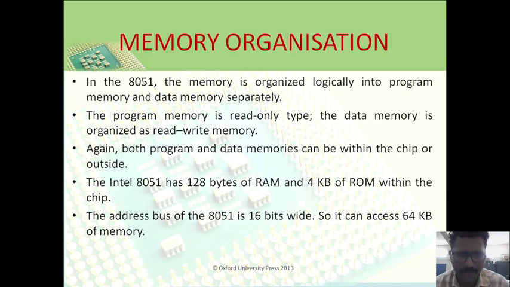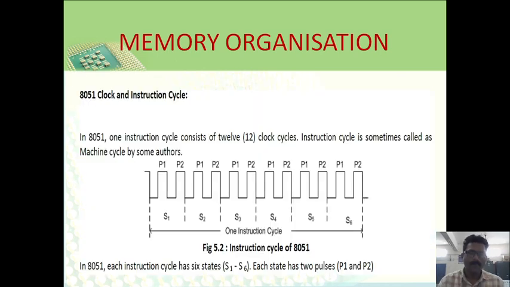Again, both program and data memories can be within the chip or outside. The 8051 has 128 bytes of RAM and 4 KB of ROM within the chip. The address bus of the 8051 is 16 bits wide, so it can access 64 KB of memory.